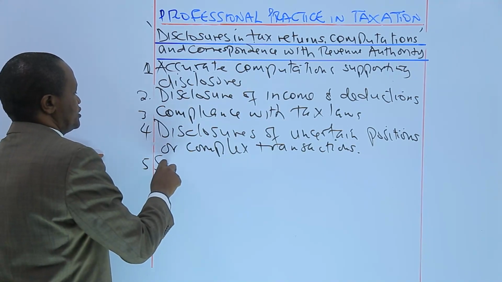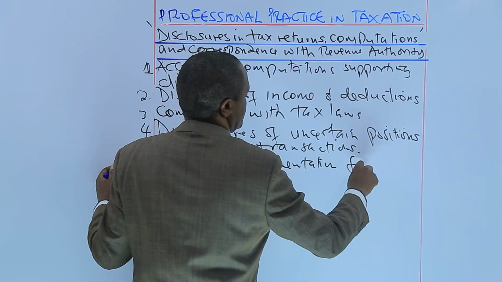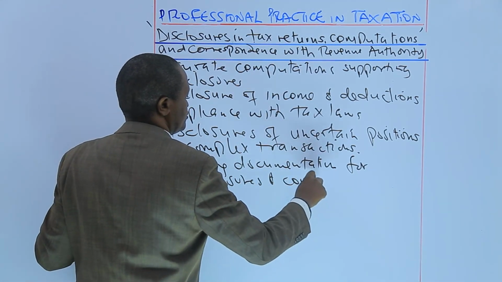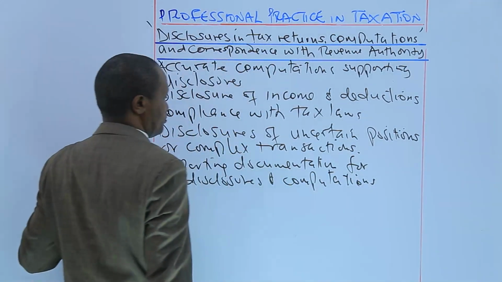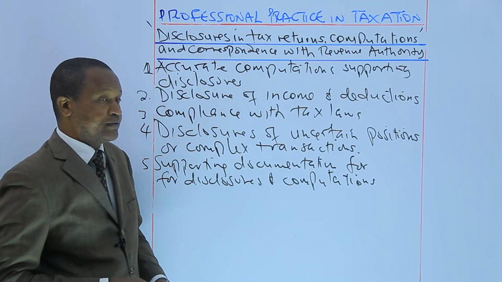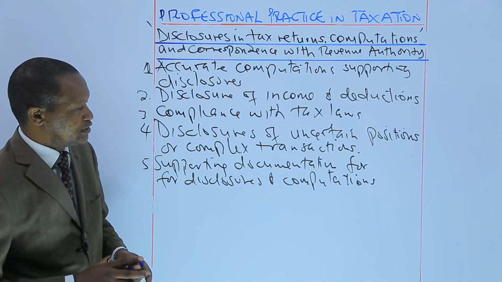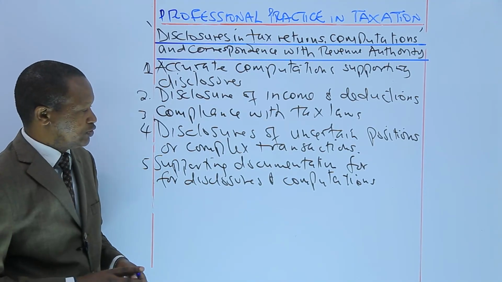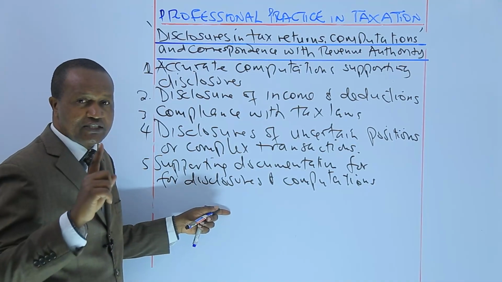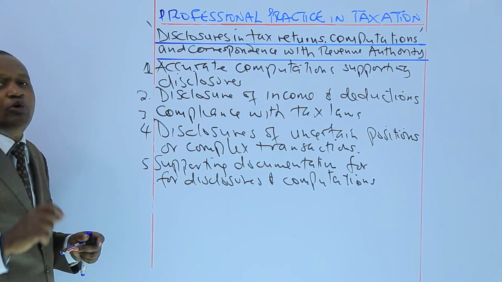Number 5, supporting documentation for disclosures and computations. Accurate computations should be supported by thorough documentation, and such thorough documentation includes records, receipts, invoices, financial statements, and any supporting documents that validate the figures disclosed in tax returns.